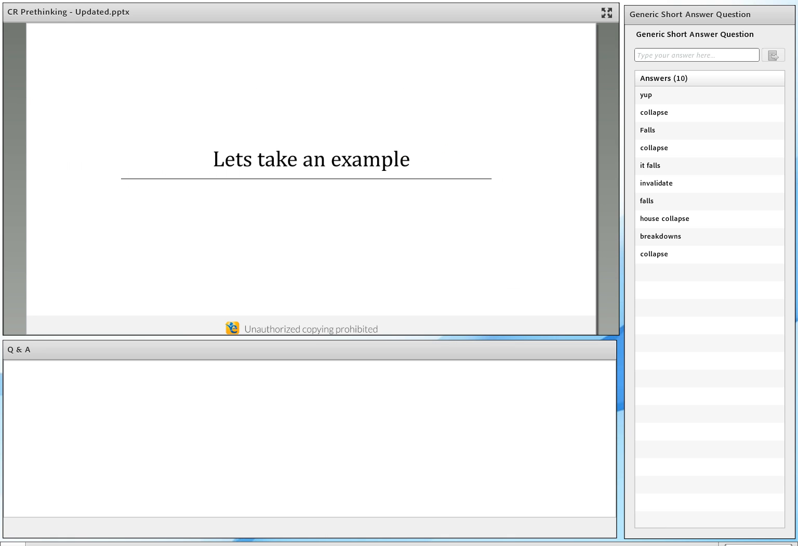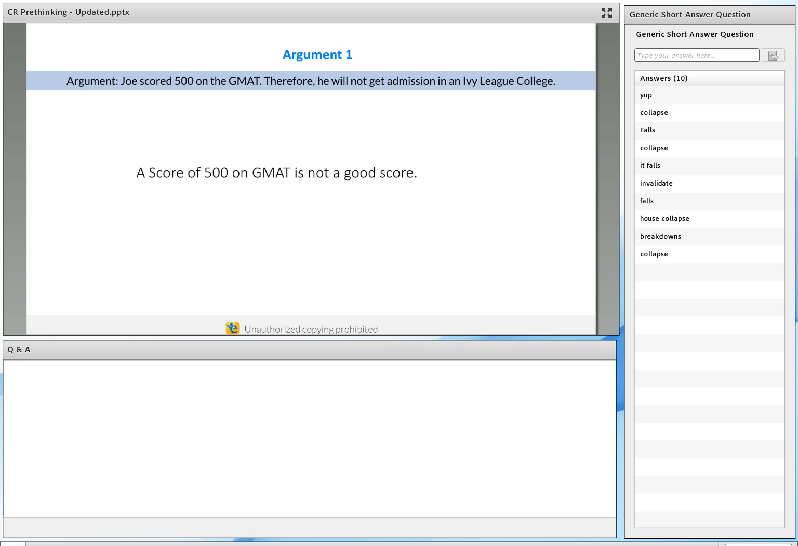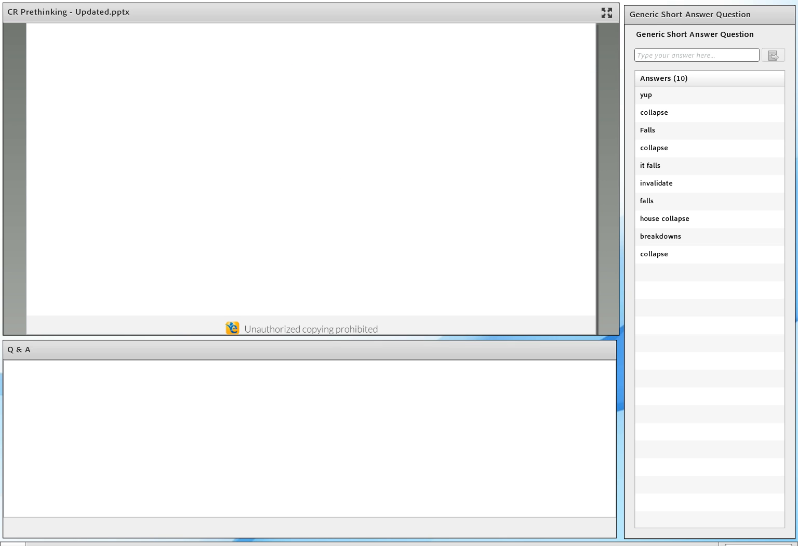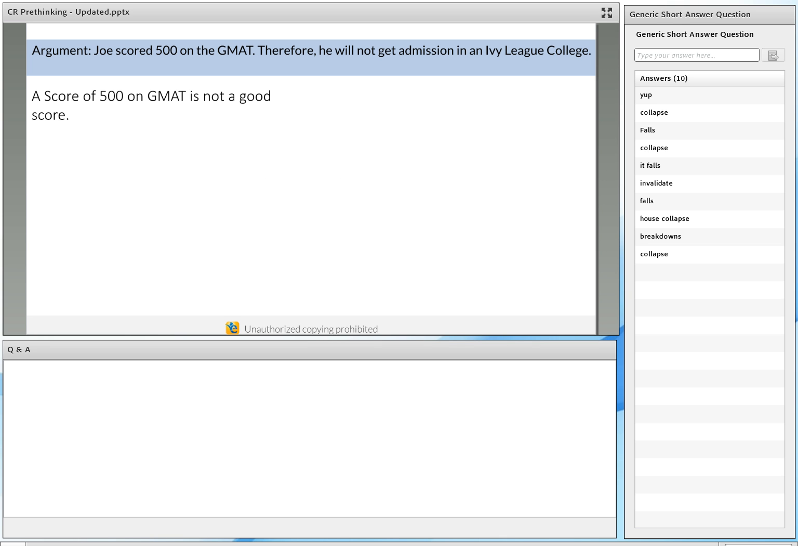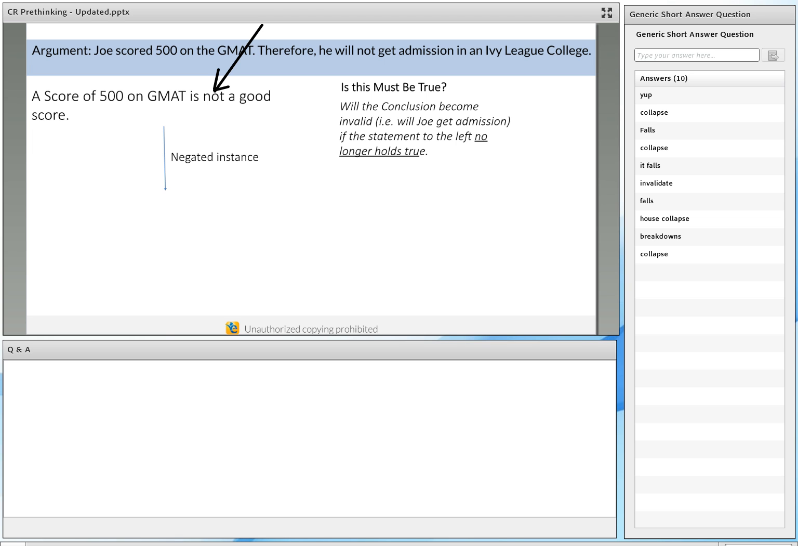So let's evaluate it. Same argument, we're going to take the statement, a score of 500 on the GMAT is not a good score. Okay, let's evaluate it. So this is a statement that someone says is the correct assumption, and we have to evaluate, is this the correct answer choice? Is that must be true? Or we ask the same question, will the conclusion become invalid or break down if the statement no longer holds true? So if this statement no longer holds true, its negated instance holds true, which means a score of 500 is deemed a good score.